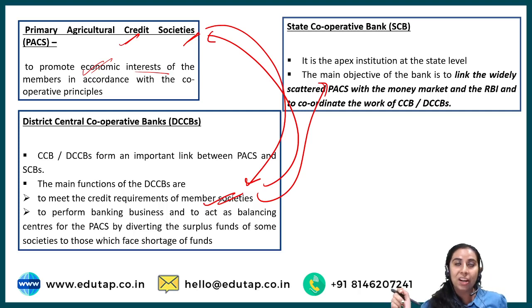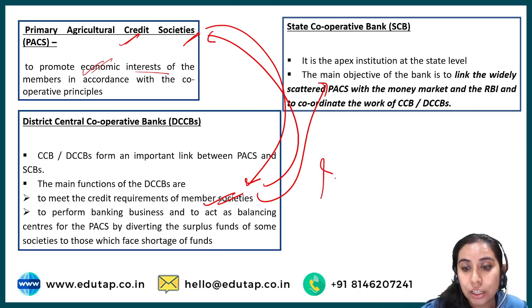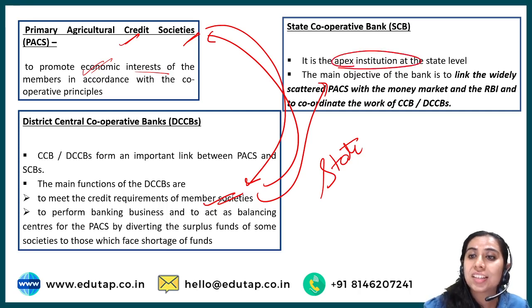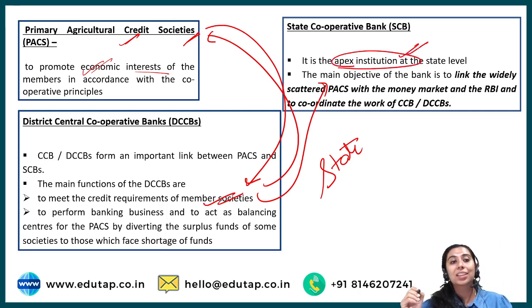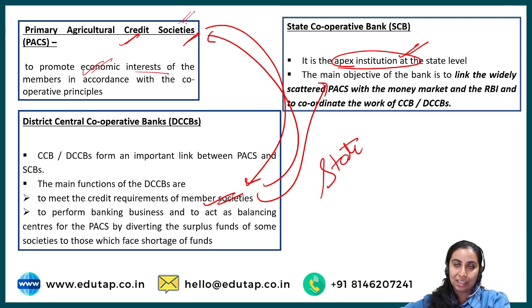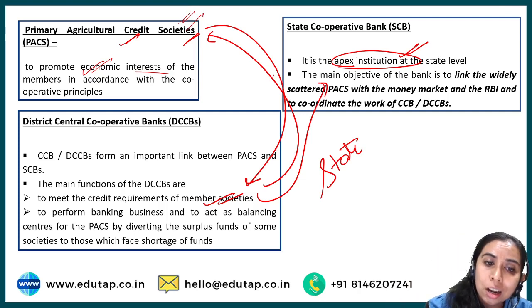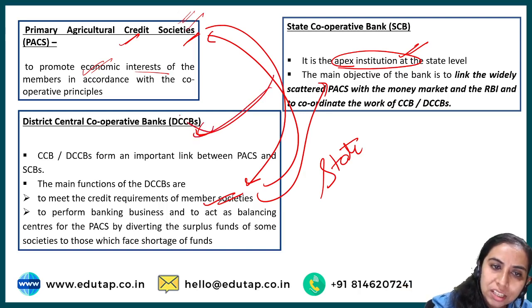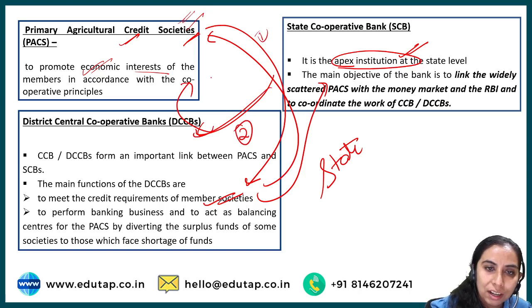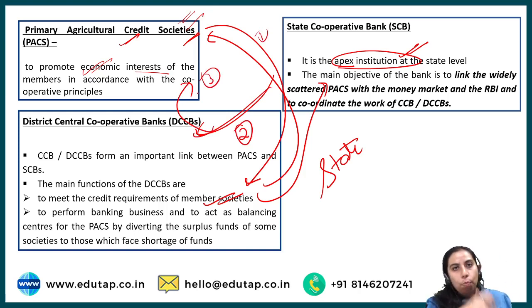Talking about the state cooperative bank, in a state, agriculture is a state subject. I hope you understand that. So the state cooperative bank is the apex institution at the state level. The main objective is to link these societies to the network of finances, that is, to the banking channels. The main aim is this, and how will it do it? Through these. So they will approach this, and this will approach that. So this is a 3-tier structure which is being followed. I hope you understand this, right? It is a top to bottom or bottom to top approach.